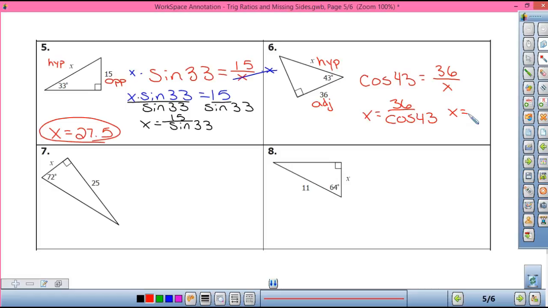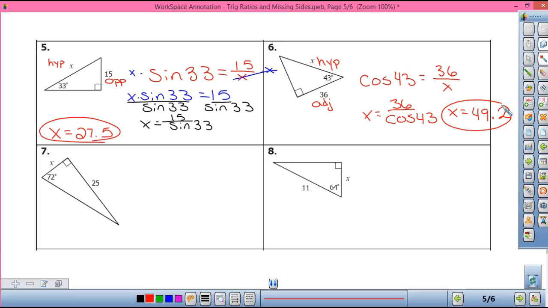Is that how you guys set up number 6? 36 divided by the cosine of 43. Wait, what did we get? 49 point what? Okay, and now, my hypotenuse has to be bigger than my leg, right? So if we got something littler than my leg, we know we did something wrong, right?